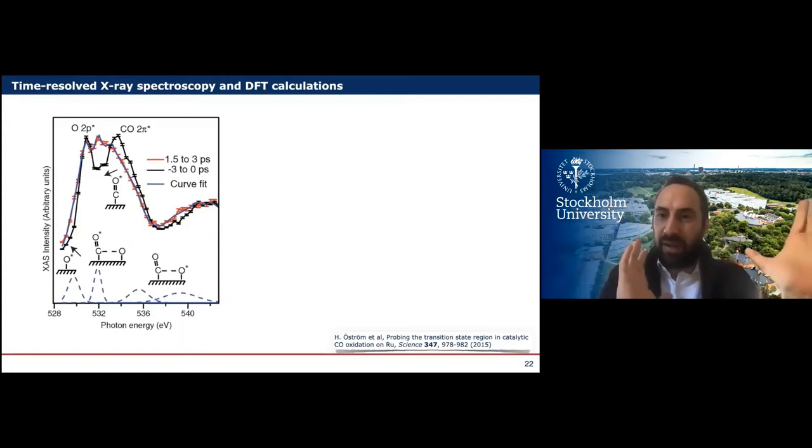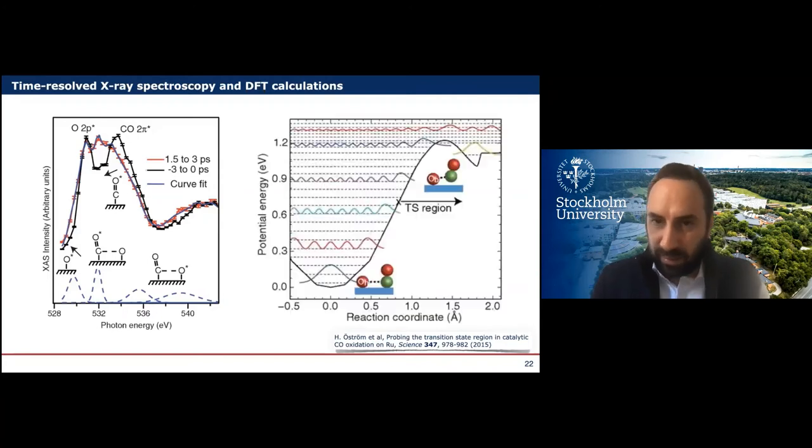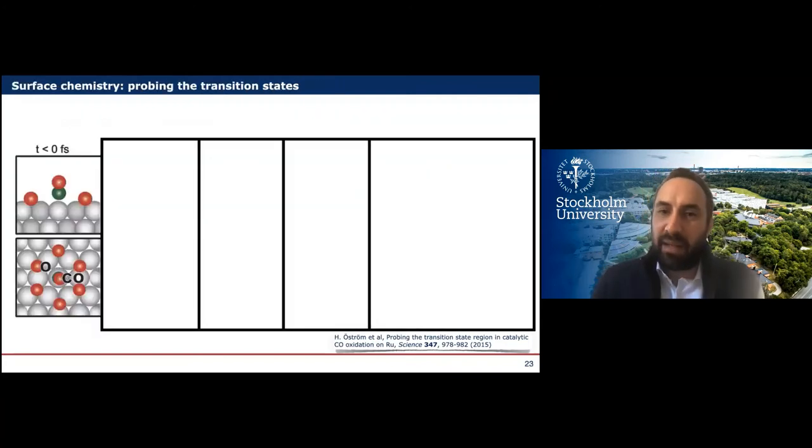There is a different delay between when they trigger the reaction, in this case with a femtosecond pulse, and the arrival of the X-rays that probe the structure. They did some modeling, which we skip, but basically what they could see is how CO becomes CO2 on ruthenium. And this is fantastic. They made beautiful videos on this, and it's very pedagogical to see.